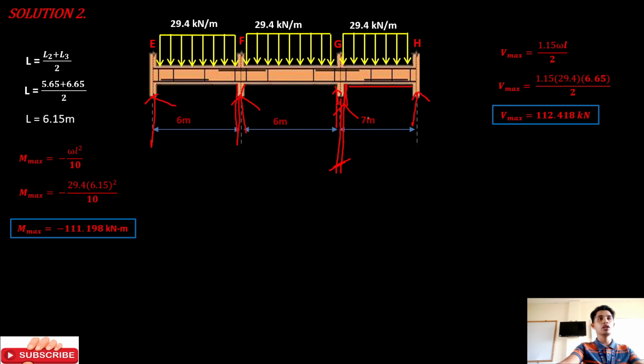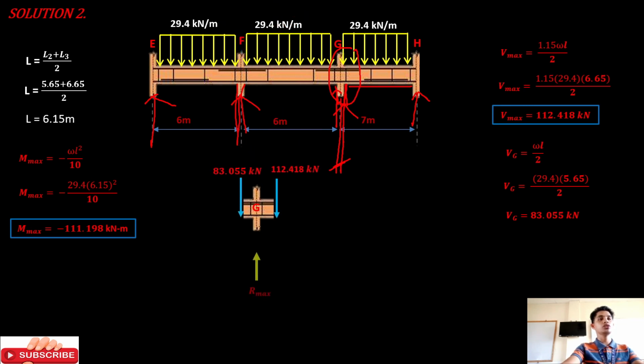Is WL over 2 lang yun. Ang L na gagamitin is 5.65. Yung shear sa G, 79.4 times 5.65 divided by 2. That will be 83.055. So, consider natin itong column na to. Yung shear dito sa kaliwa is 83 at sa kanan is 112.